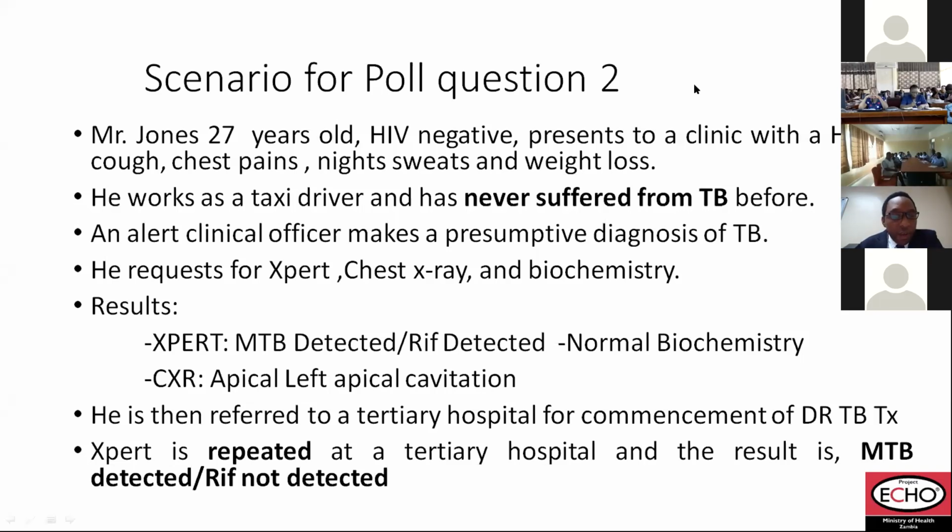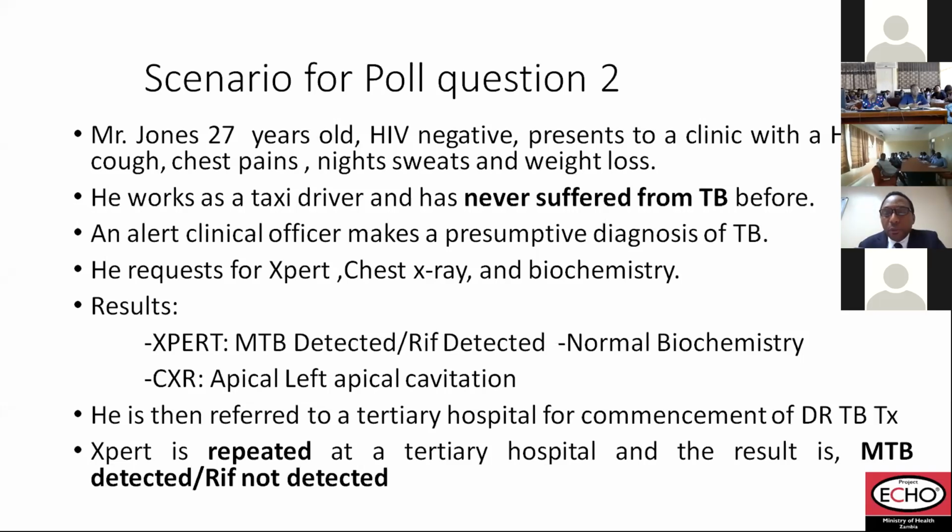You then refer this patient to a tertiary hospital. It could be the University Teaching Hospital, it could be Mansa General Hospital, for commencement of therapy. And here we're referring to drug-resistant TB. Experts at a tertiary hospital, the healthcare worker there, decide to repeat the sputum examination. And it is found that it's only MTB detected. RIF resistance is not detected.